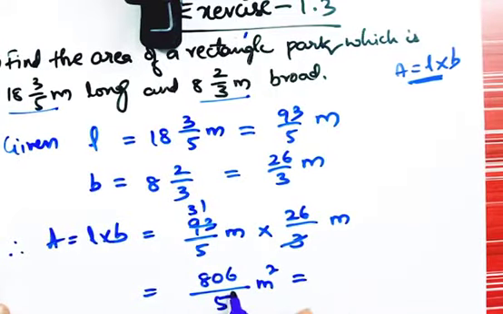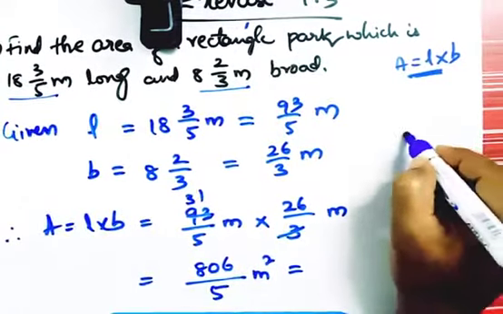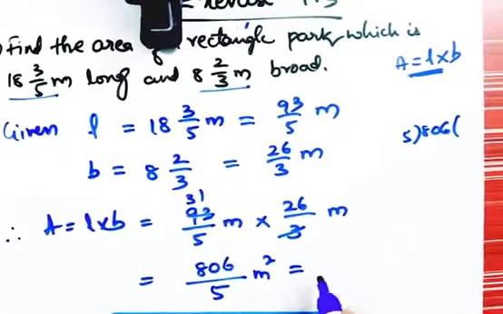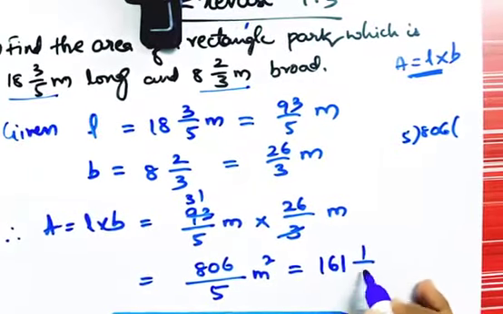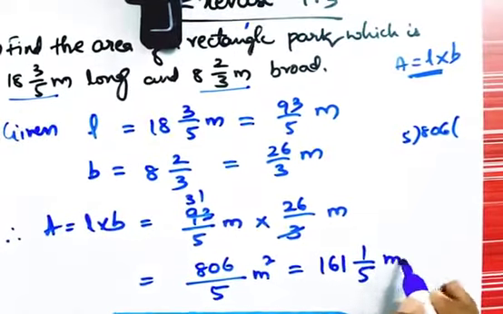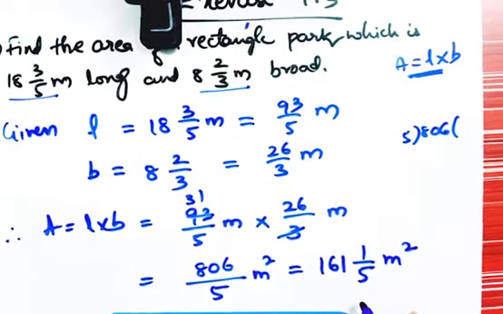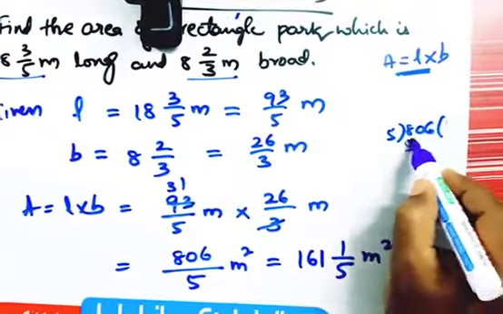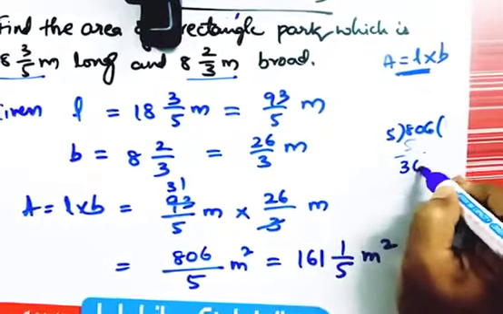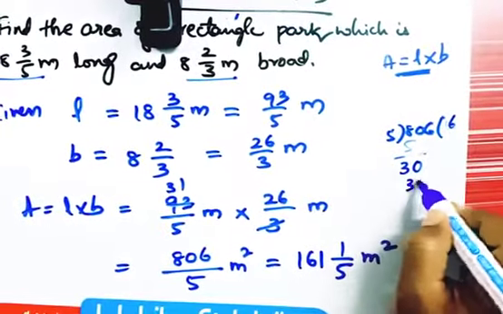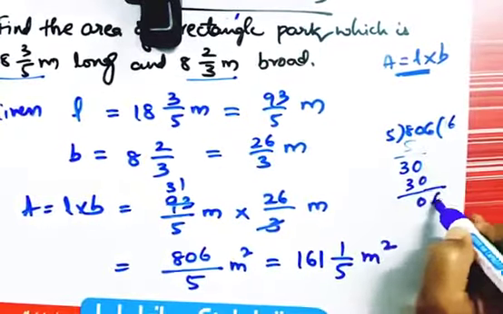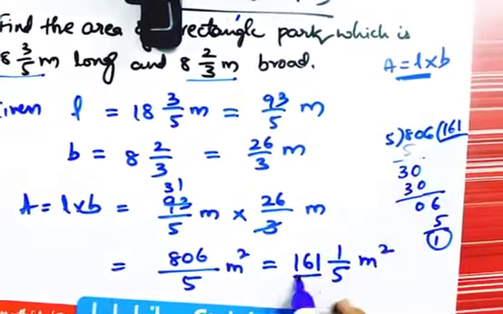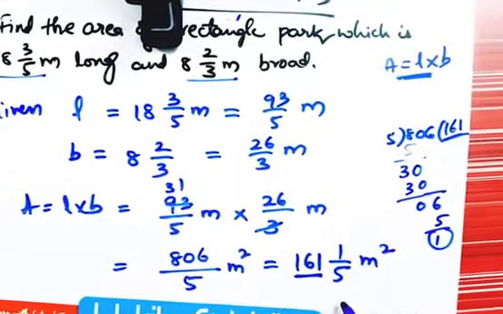Again it is an improper fraction, so you should convert it into a mixed fraction by doing the division. If you do the division you will get the mixed fraction. I am writing here 161, and the remainder you will get here is 1, by 5. So 161 1/5 meters square. Here I am explaining converting to the mixed fraction. 5 times 1 is 5, so the remainder you will get is 3. Take 0. So 5 times 6 is 30, so remainder 0. Again you take 6. So 5 times 1 is 5, so remainder is 1. So the quotient is 161 and this one is the remainder, by 5.